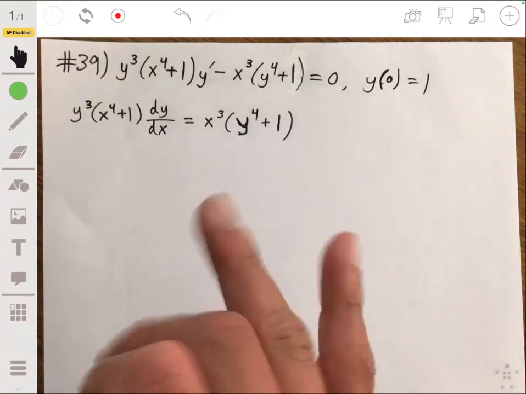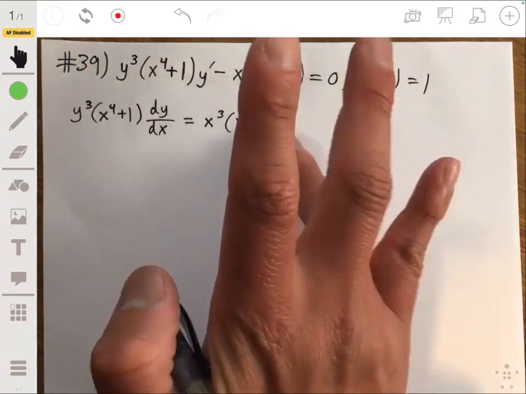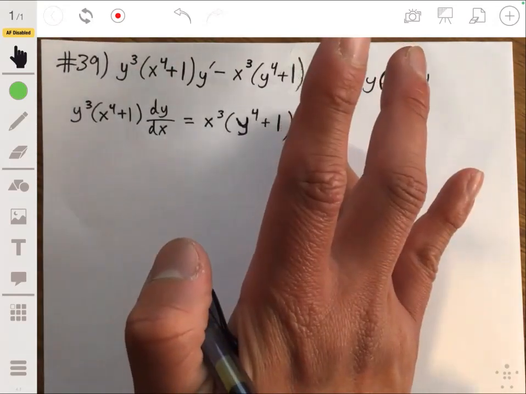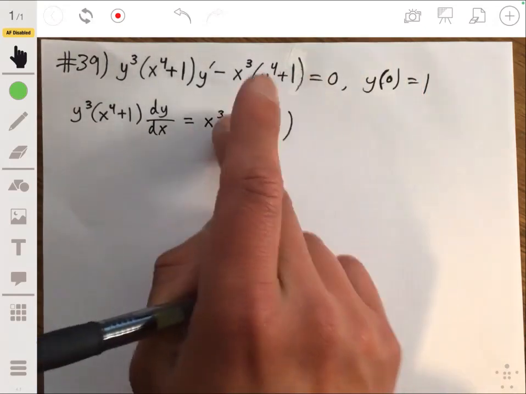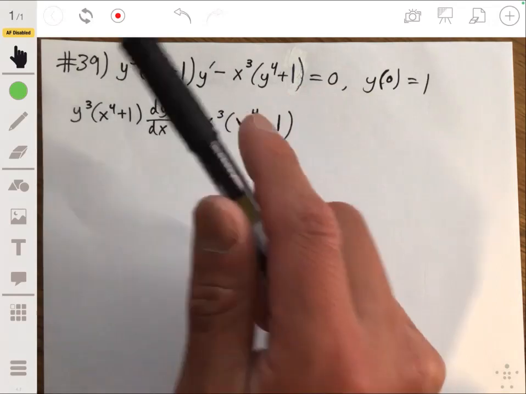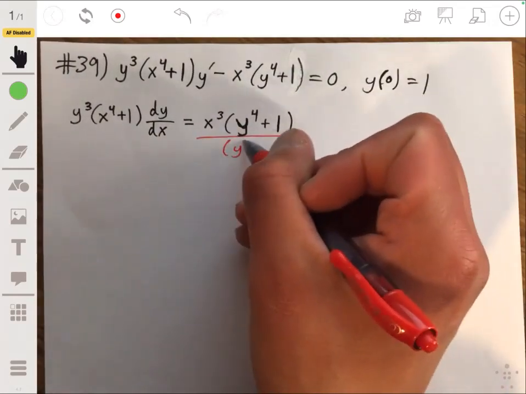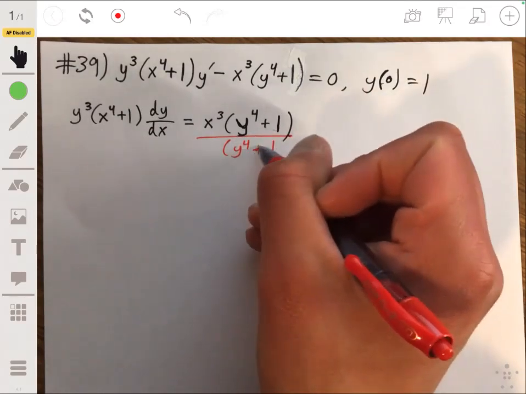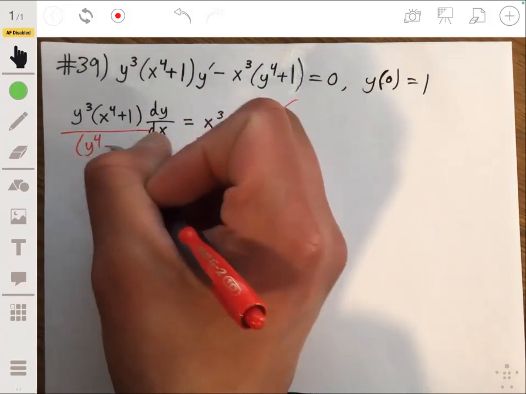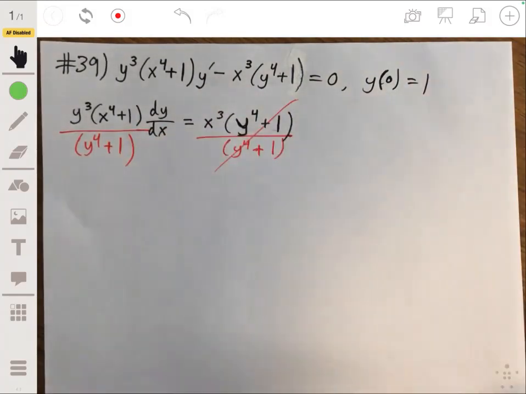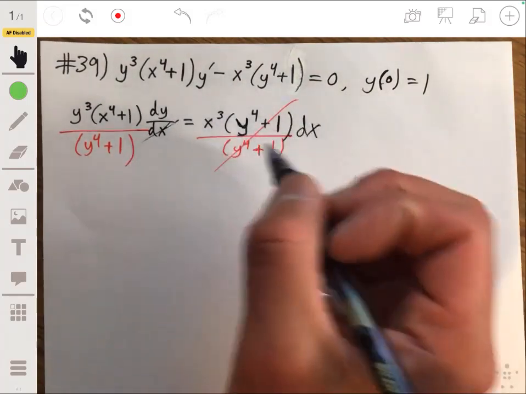And then we will multiply the right side by dx. And let's divide both sides by this y to the fourth plus 1. So let me just show the work. So, divide both sides by y to the fourth plus 1, and multiply both sides by dx. So that'll get rid of this.